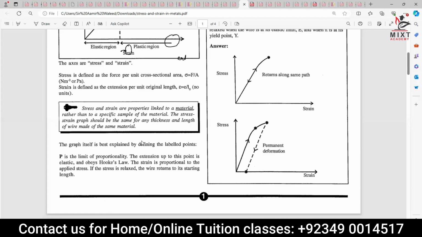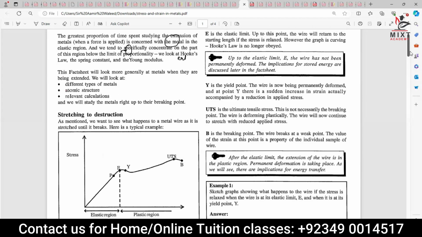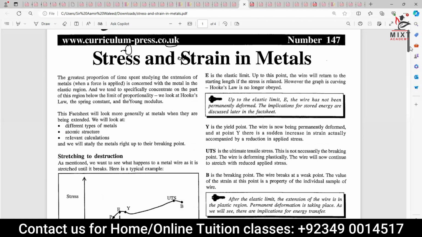Now, this is the P point. What is the next point which needs to be explained? That is what we call the E point. E is the elastic limit. Up to this point, the wire will return to its starting length if the stress is relaxed. However, the graph is curving, so Hooke's law is no longer obeyed. Even though this is the limit, it is beyond Hooke's law, because the curve is being curved at this point.